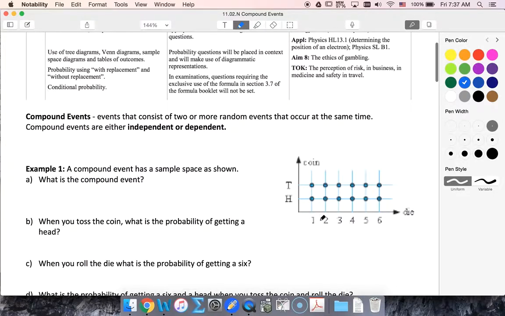That's a compound event. And in this case, a diagram is a really nice way for me to display my possible outcomes. So I have 12 possible outcomes, and here's my sample space. So my compound event is flipping a coin and rolling a die.